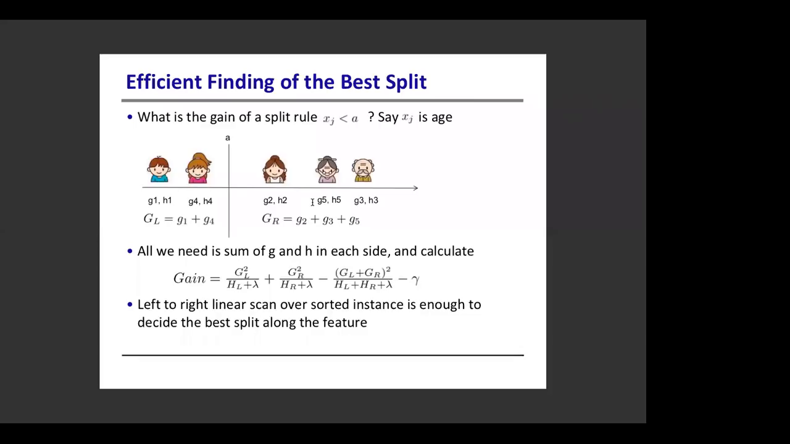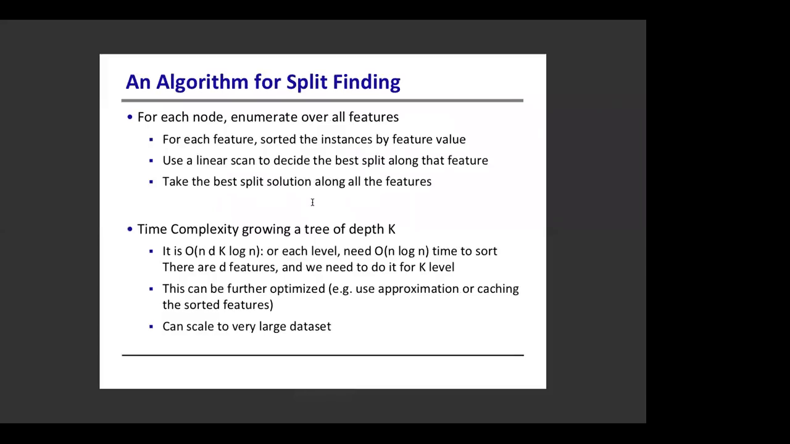All right, so we basically have a left to right linear scan over sorted instances, which is enough to decide which feature to split on. For each node, enumerate over all the features, and for each feature, sort the instances by the feature value, do the linear scan to decide the best split along the feature, and take the best split solution along all the features. So the time complexity of growing a tree of depth k is going to be this much, where n log n is the time to sort the data, multiplied by d and k. K is the depth, and there are d features because we are iterating over each feature, sorting the data, and doing it again and again for every depth.